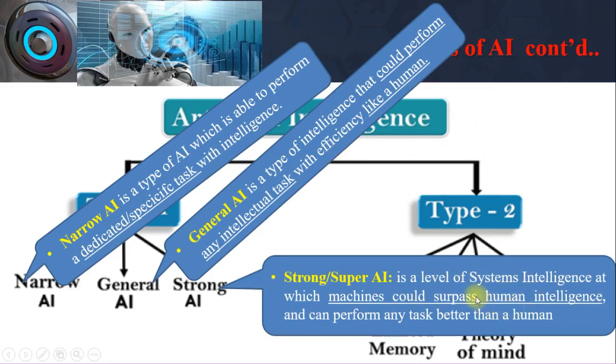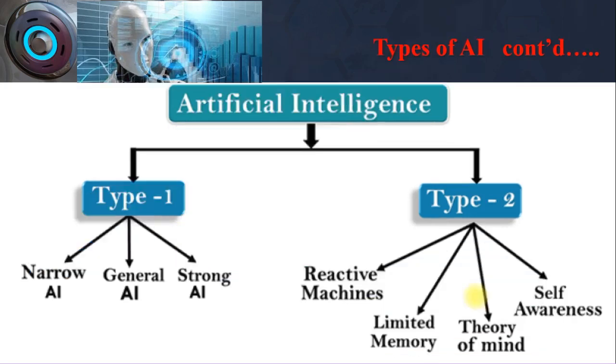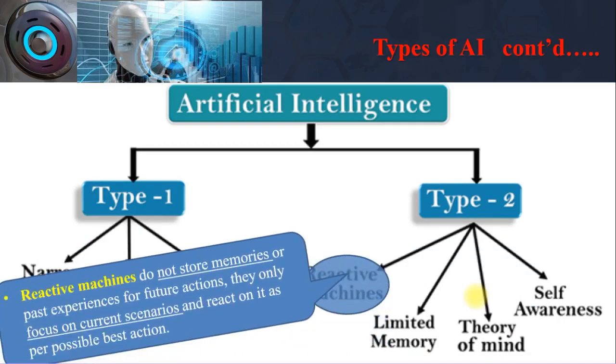That means the machines can have the intelligence to perform tasks that may be difficult for human beings, or they perform in a special way rather than human beings. Such machines are said to be strong or super artificial intelligence. According to functionality, we have 4 different types of artificial intelligence. The first one is reactive machines.